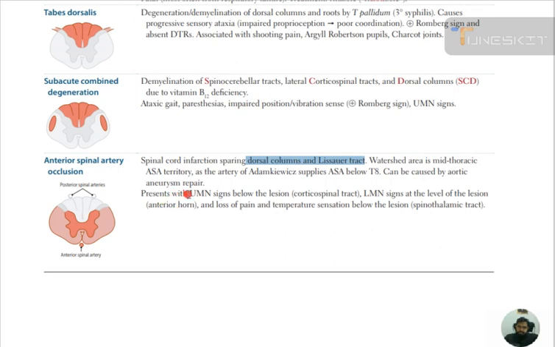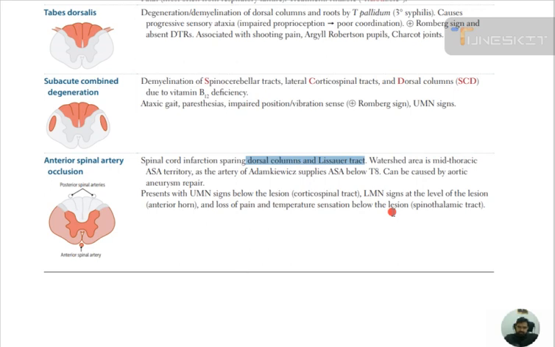So it presents with upper motor neuron signs below the lesion, corticospinal tract, and lower motor neuron signs at the level of the lesion's anterior horn, where there is a defect in the anterior horn, and loss of pain and temperature sensation below the lesion, spinothalamic tract. Let us see again, it presents with upper motor neuron signs below the lesion at corticospinal tract level, and lower motor neuron signs at the level of lesion, and loss of pain and temperature below the lesion, spinothalamic tract.